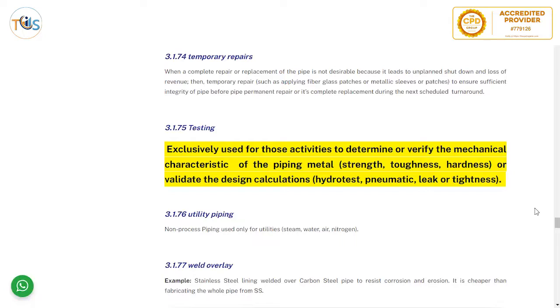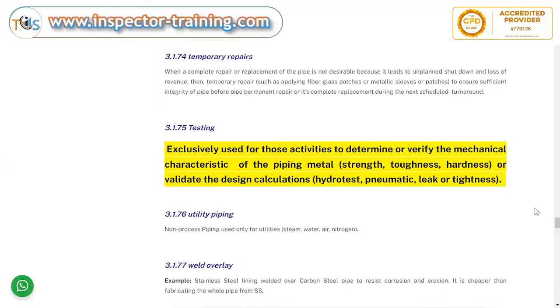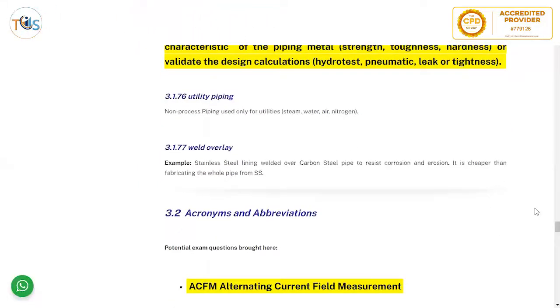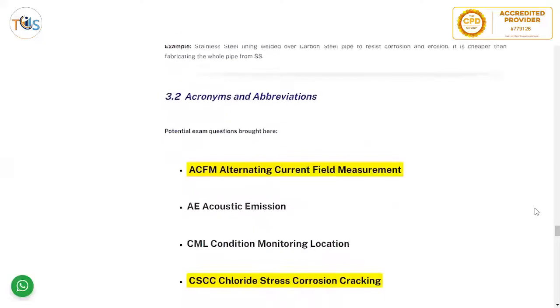Testing: exclusively used for those activities to determine or verify the mechanical characteristics of piping metal, such as strength, toughness, hardness, or to validate the design calculation, such as hydrostatic test, pneumatic leak or tightness test. Utility piping: non-process piping used only for utilities such as steam, water, air, nitrogen. Weld overlay: an example is stainless steel lining welded over carbon steel to resist corrosion and erosion. It is cheaper than fabricating the whole pipe from stainless steel.